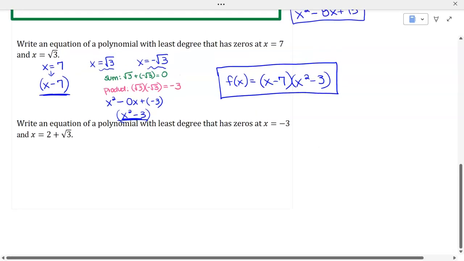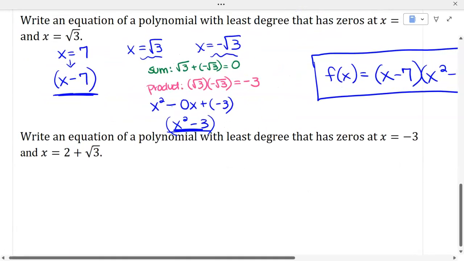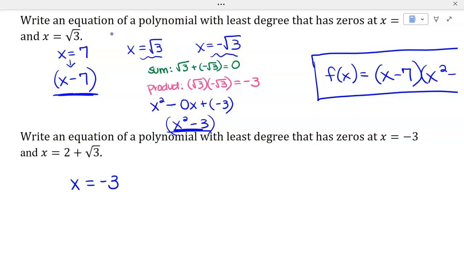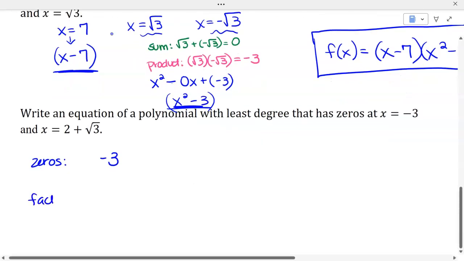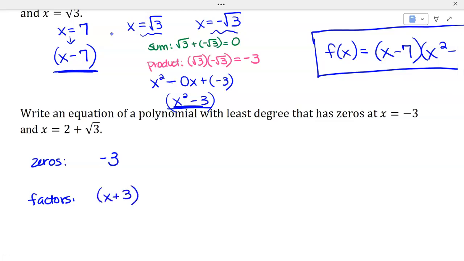Okay, so actually we're going to go through this one together. So this next one tells us we have a zero at x equals negative 3. So we know our zeros are at negative 3. So if that's our zero, then our factor is going to be x plus 3. Now the other zero that we know is 2 plus the square root of 3. So if 2 plus the square root of 3 is a zero, then we also know 2 minus the square root of 3 is a zero.